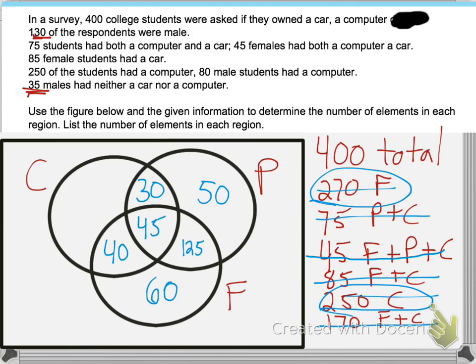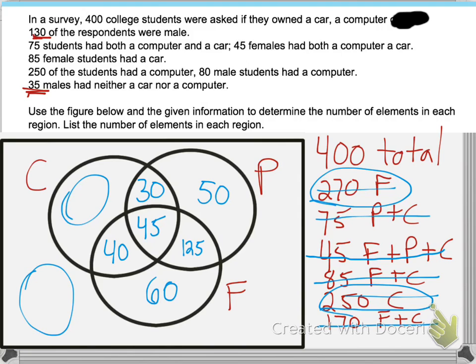Okay. So now we've taken care of all of our information except for two pieces. We have a 400 total. We would like to know how many go in this part of the car set. How many people are going to be over there in the car set? However, our problem never tells us how many total people have a car. So, without knowing how many total people have a car, we can't answer that question.